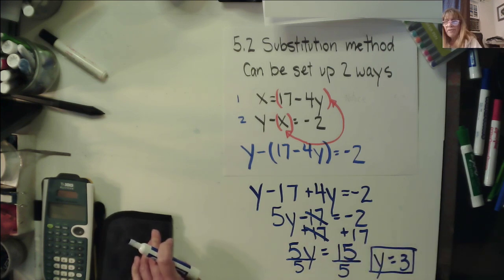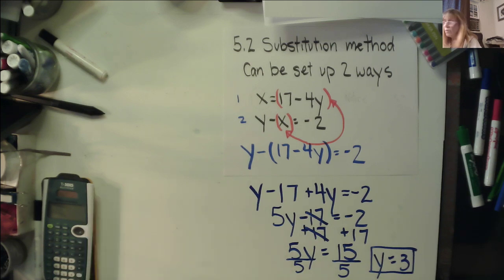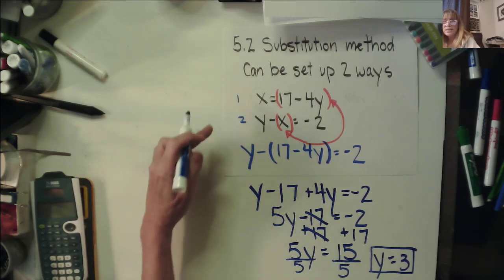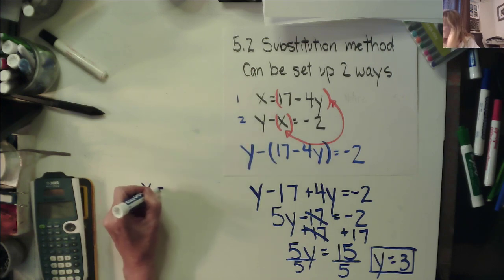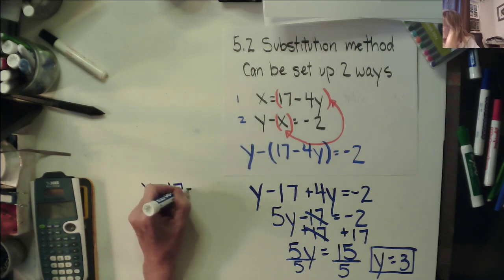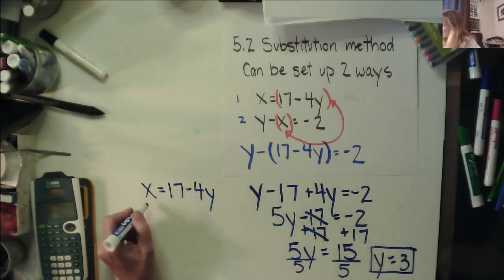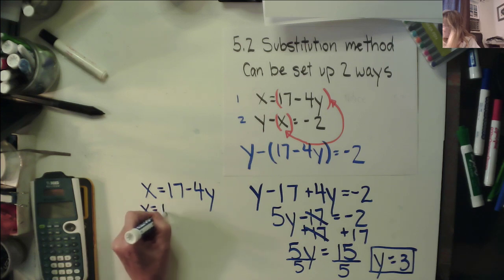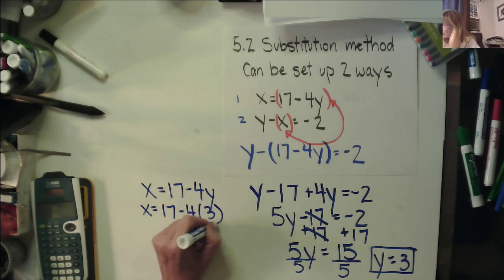So I have half of my work done. I found out what y is. What will x be? Well, let's see. Let's look at this first one here. It says x equals 17 minus 4y. Well, guess what? We know what y is now. So x equals 17 minus 4 times 3.